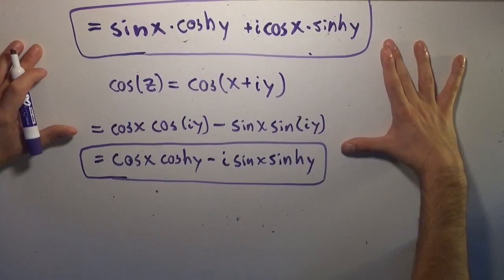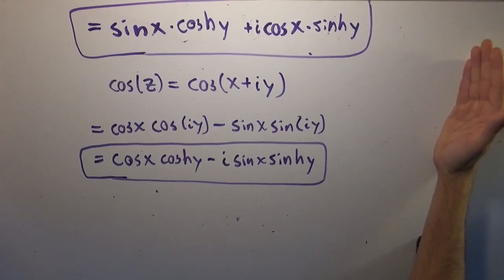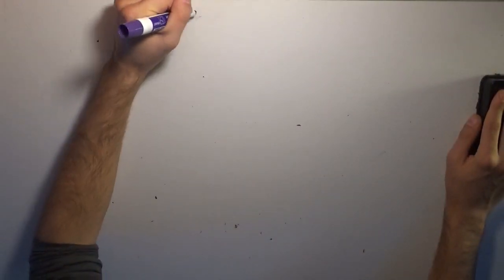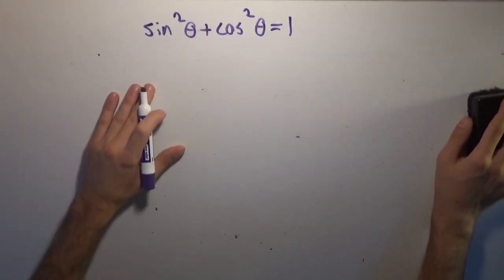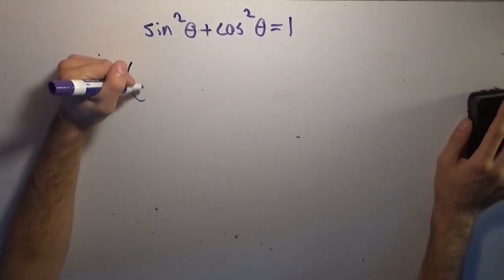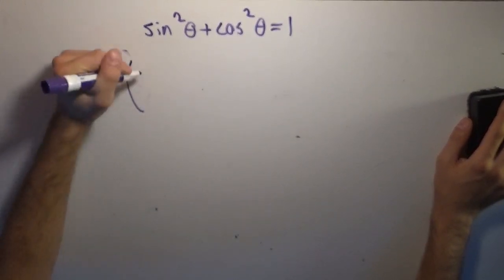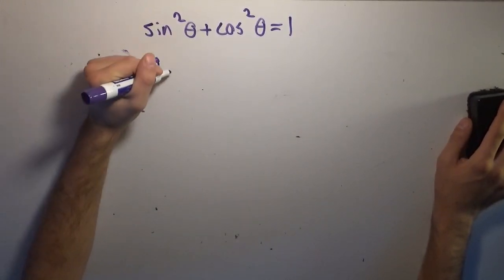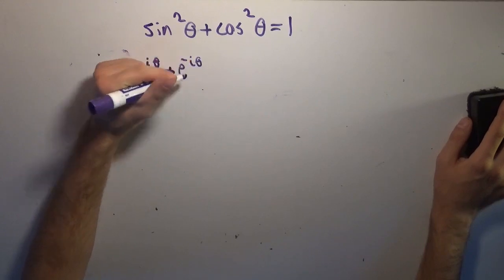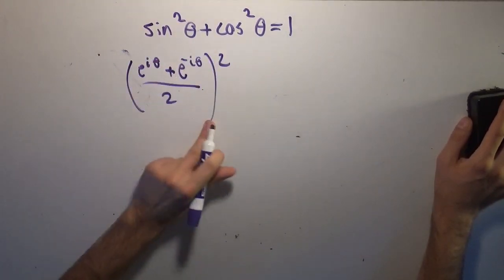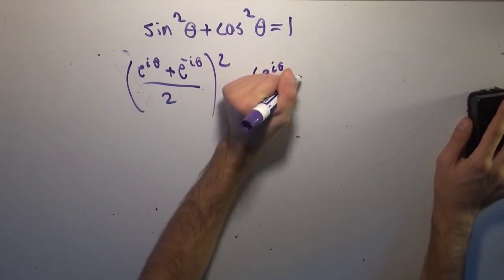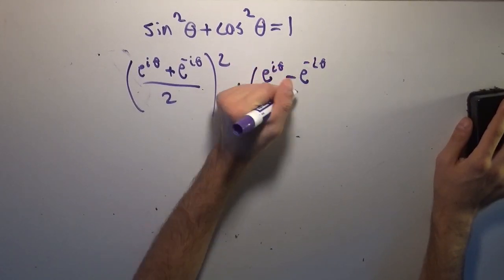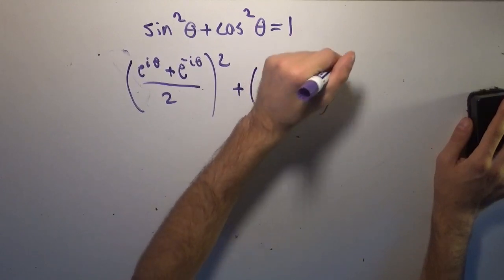And what we're going to do now is quickly do a little investigation of these functions. So we know that sine squared of theta plus cosine squared of theta is equal to 1. So when we're checking to see if this is actually true with our complex exponential versions, we just need to square cosine. So we get e to the i theta plus e to the negative i theta all over 2, and we're squaring that. And we just need to add it to the square of the sine, which is e to the i theta minus e to the negative i theta all over 2i, and we're squaring that.